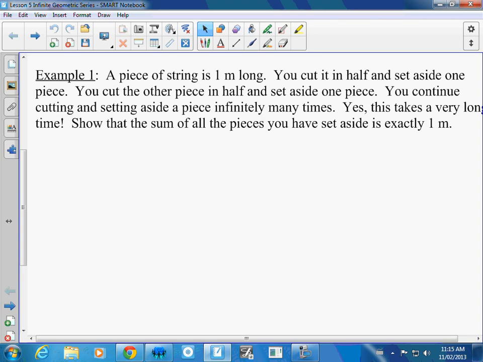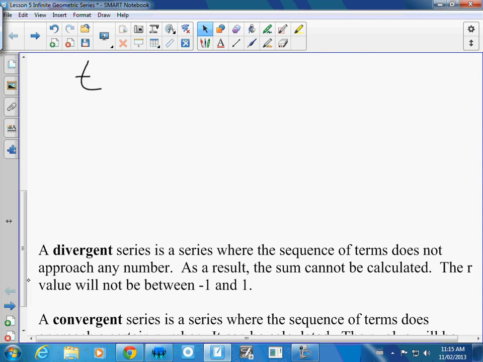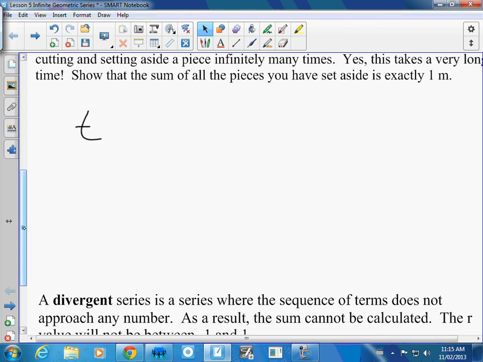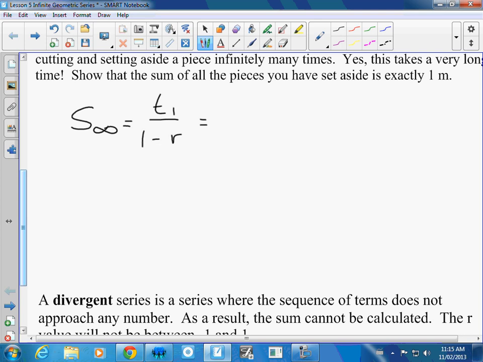Okay, so let's do this. I want to show you something. So, what's the formula? If you remember the formula, that would help. S infinity is T1 over 1 minus R. Okay, what is the first piece when you cut it in half? You got a meter and you cut it in half. What's the first piece? A half. Okay, so that's our T1, 1/2. 1 minus, okay, now what is R in this case?